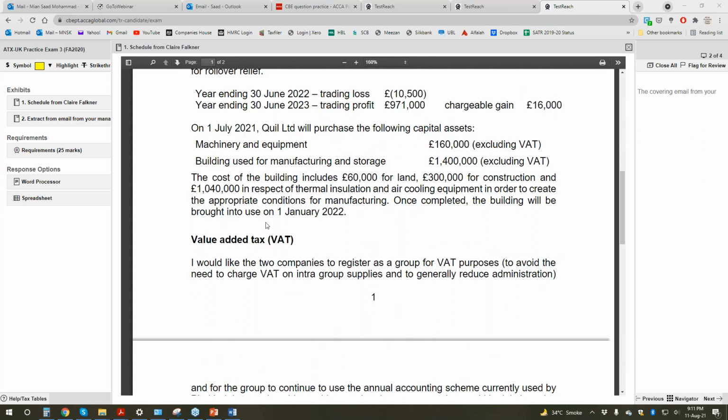The cost of the building includes 60,000 for land. So it means that the question is providing a breakup of this 1.4 million. This 1.4 million includes 60,000 for land. Land is a non-depreciable asset, so obviously it will not qualify for capital allowances as well. 300,000 for the construction, and 1,040,000, that is 1.04 million, in respect of thermal insulation and air conditioning cooling equipment in order to create the appropriate conditions. So guys, these are the thermal insulation and air cooling equipment.